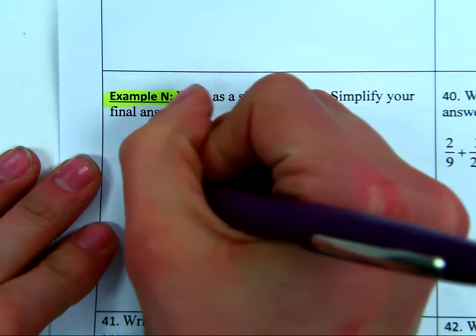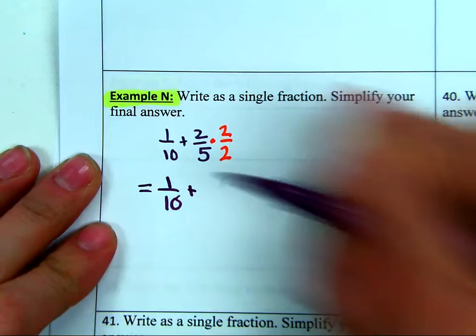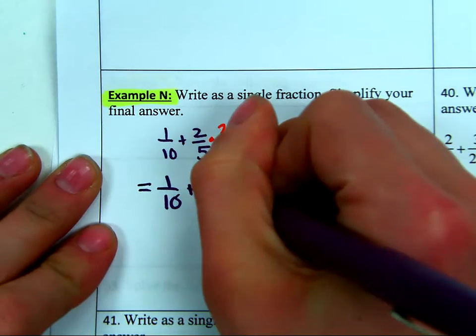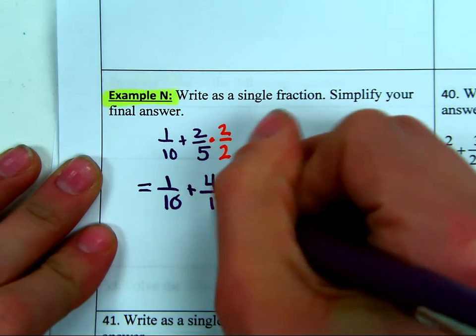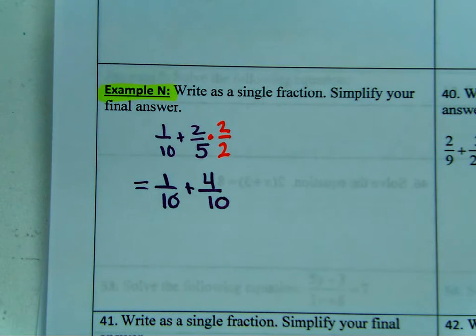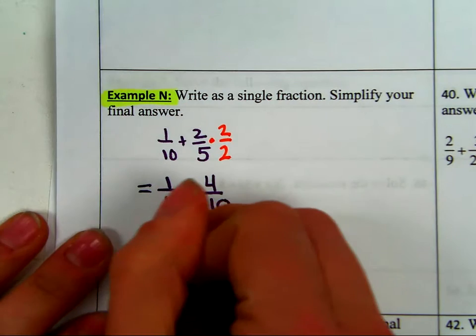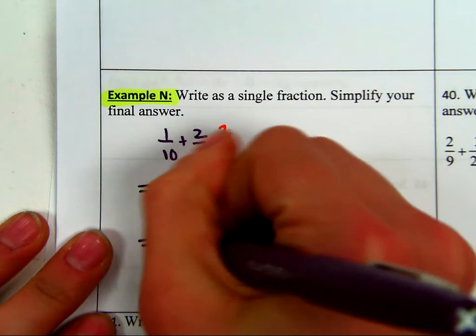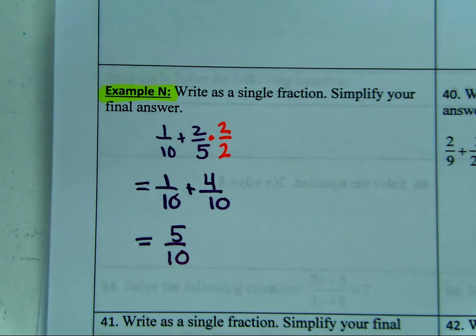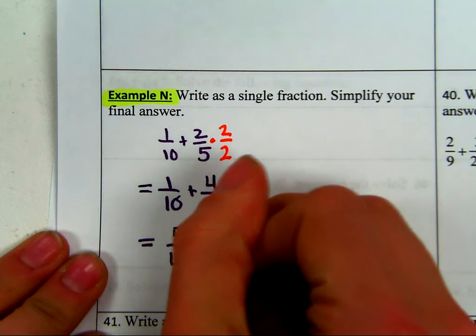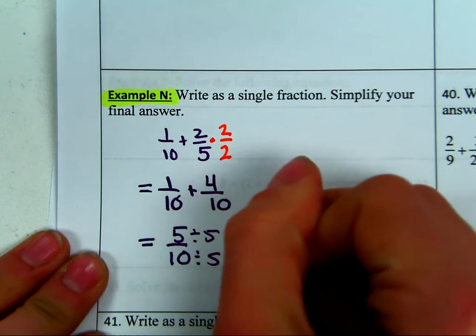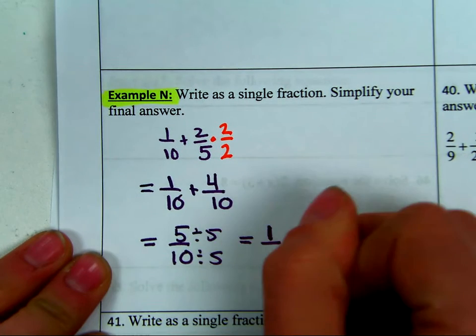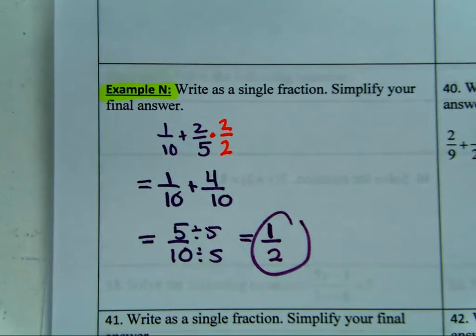So if we rewrite this, this first fraction is still 1/10. Now, 2 times 2 is 4, and 5 times 2 is 10. So now we have 1/10 plus 4/10. We have a common denominator, so we're allowed to add these fractions. When you add fractions, you add the numerators. 1 plus 4 is 5, and you keep it all over that common denominator. And then it said we have to simplify. 5 over 10 is really just 1/2. If you think about dividing the top by 5 and the bottom by 5, 5 divided by 5 is 1, 10 divided by 5 is 2. That's just 1/2.